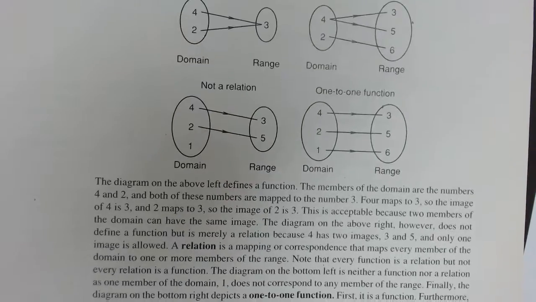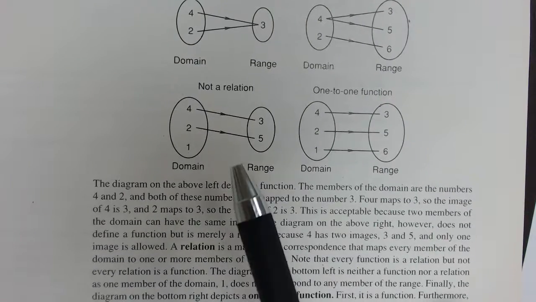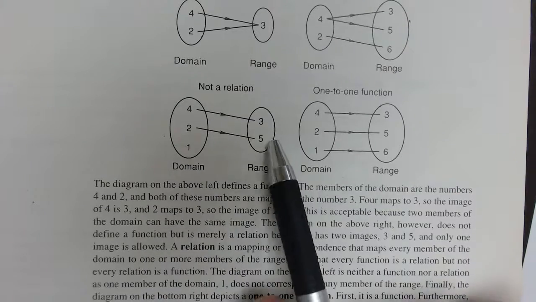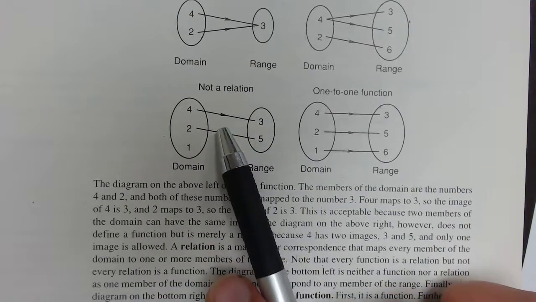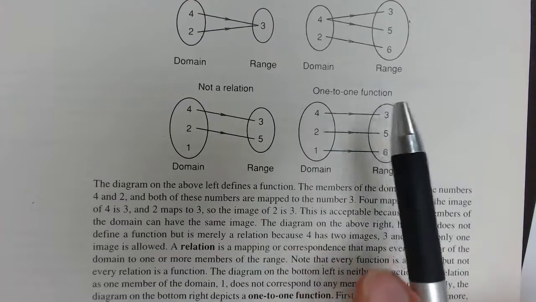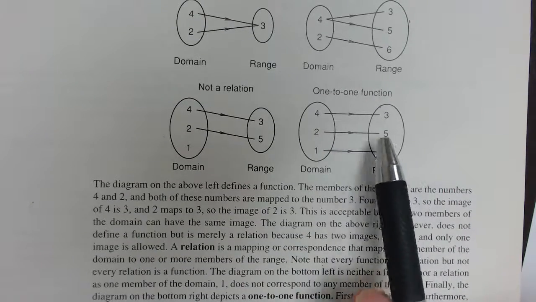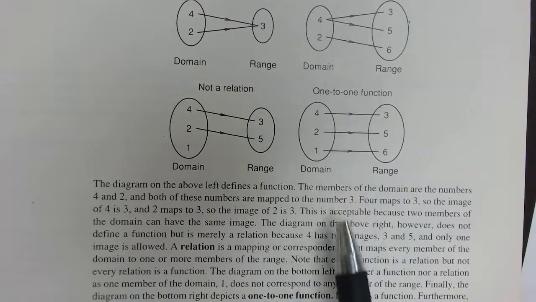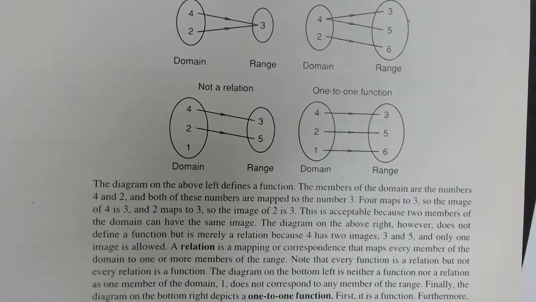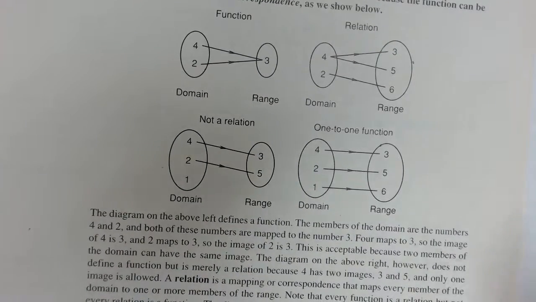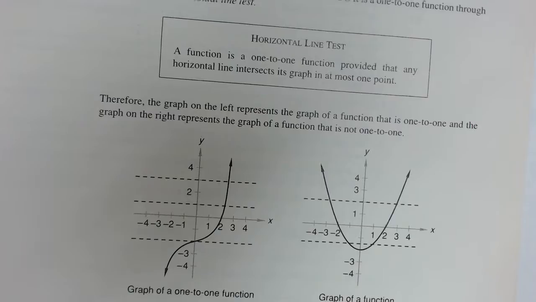Now, here we have not a relation. In this case, not all the x values have a partner. So that's not a relation. And then here, what we have is called a one-to-one function, which means for every x, there's only one y. And those are very similar to our linear equations. There's only one y value for each x. The way we test functions is with a vertical line test or examination of points.